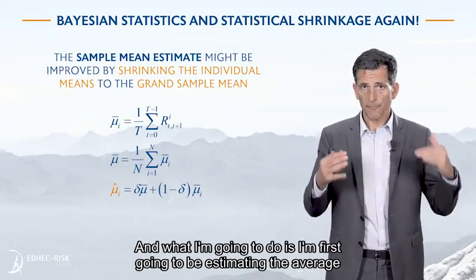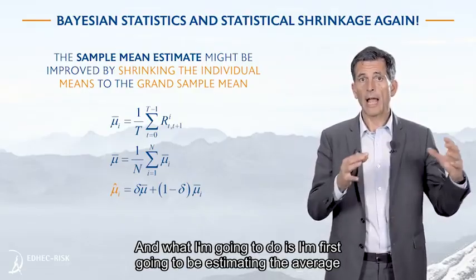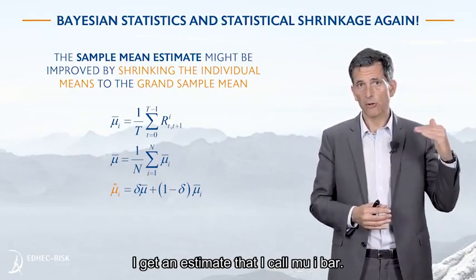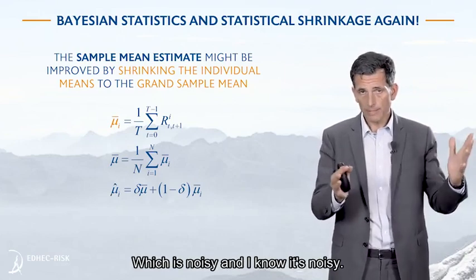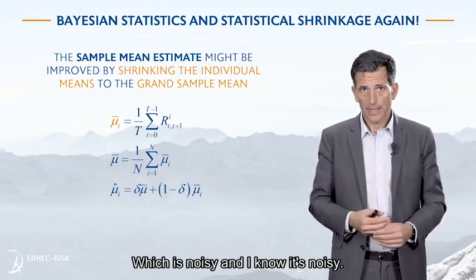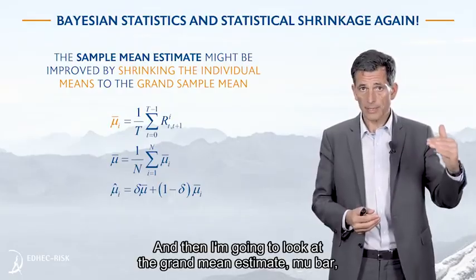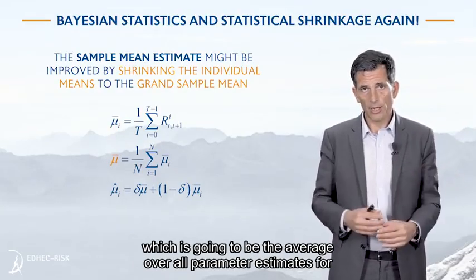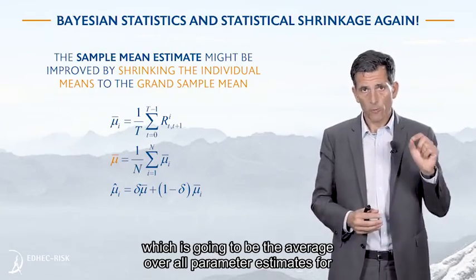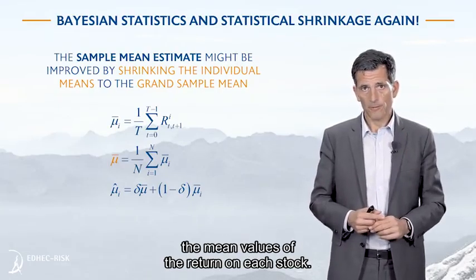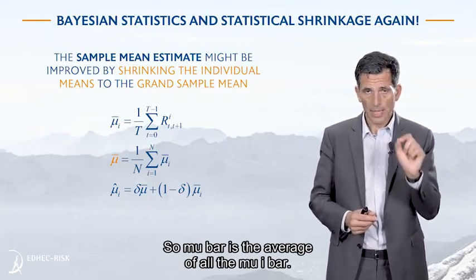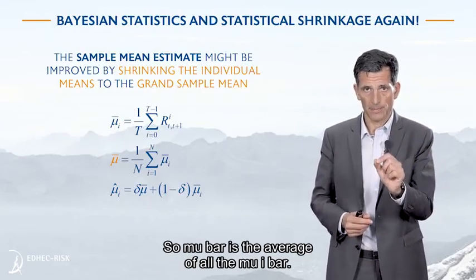And what I'm going to do is first estimate the average performance of every stock in the sample, and I get an estimate that I call mu i bar, which is noisy, and I know it's noisy. And then I'm going to look at the grand mean estimate, mu bar, which is the average over all parameter estimates for the mean values of the return on each stock. So mu bar is the average of all the mu i bar.